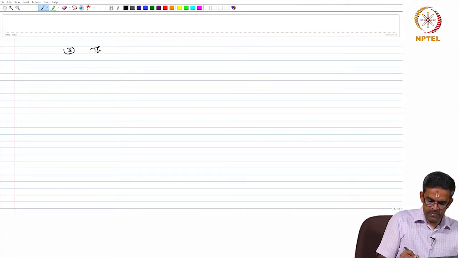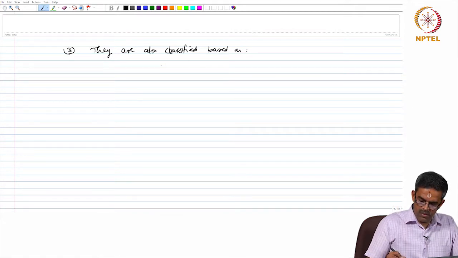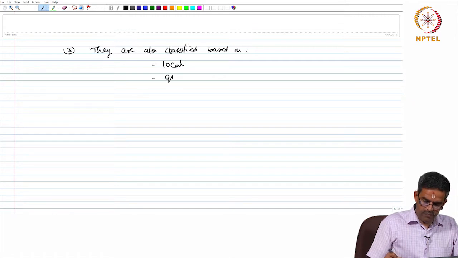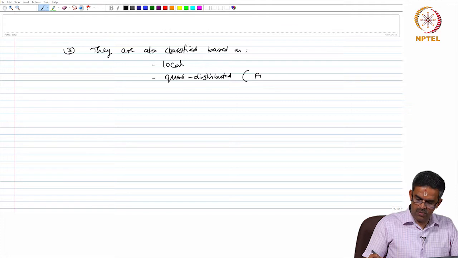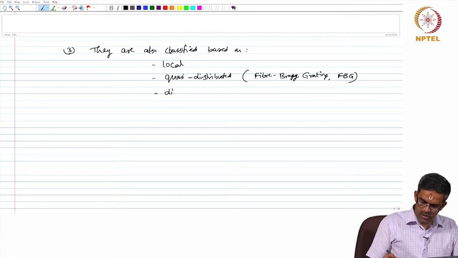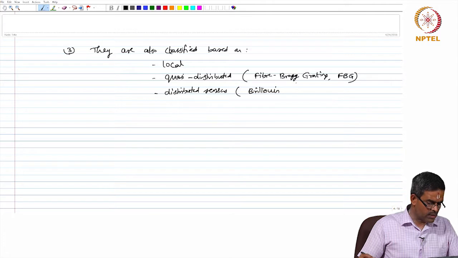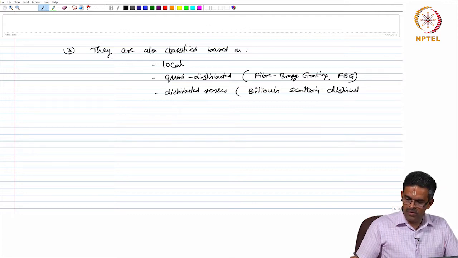They are also classified based on whether they are local, whether they are quasi distributed, which is called fiber Bragg grating, that is FBG, or they are distributed sensors, which is otherwise called Brillouin scattering distributed fiber optic sensors.